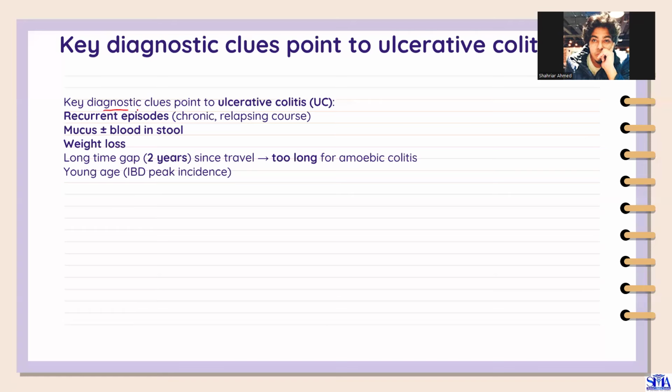So, key diagnostic features for ulcerative colitis. I knew that this question might suffer you. Recurrent episodes, which in our case was mentioned, mucus, plus or minus blood in the stool. You see this? These are the diagnostic features. Then there'll be weight loss. Also, the travel history you are trying to pick up here. Also, young age supports IBD as well.